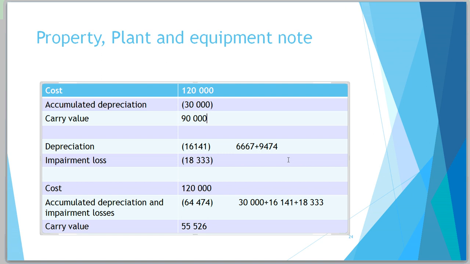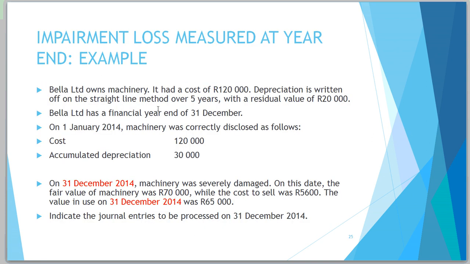Then we need to show our depreciation. So depreciation is the sum of the 6667, which is step 1, and the 9474, which is step 3. Our impairment loss is shown separately. It's deducted, as you can see, 18333. So our cost will still be 120,000, but our accumulated depreciation and impairment losses will now be our 30,000 plus our 16141 plus our 18333, and that gives us a carrying value of 55526. Not too difficult.